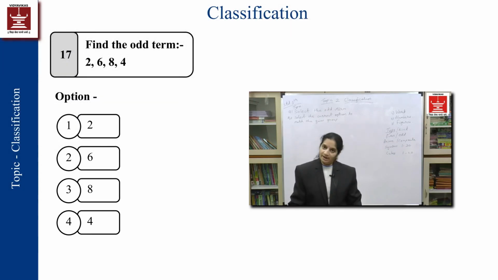Find the odd term. Again here the question is the same. Find the odd term. Options are 2, 6, 8 and 4. Now the moment you see them, you will see that all of them are even numbers. Is there some other criteria? There has to be some other criteria in them. So 2, 6, 8 and 4.